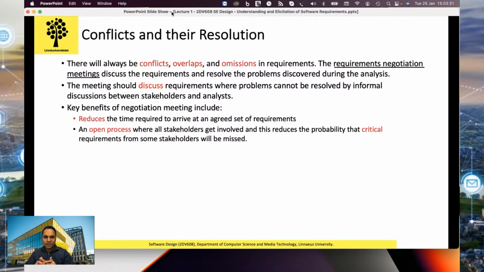So if you identify those conflicts and overlaps and missing requirements early in the phase, it will reduce your time, it will save your budget, and so on.